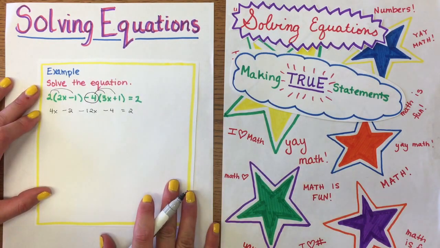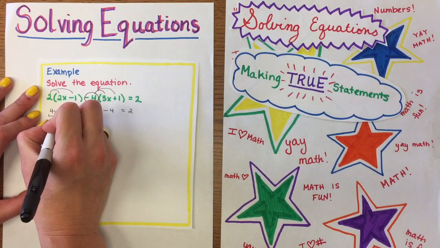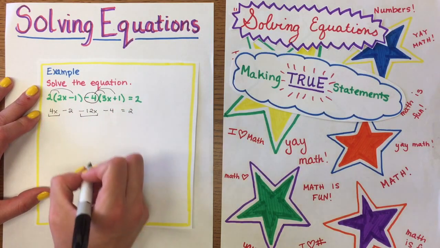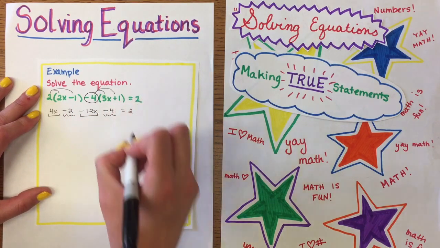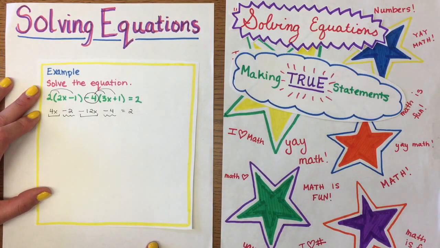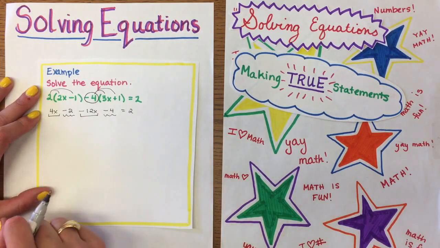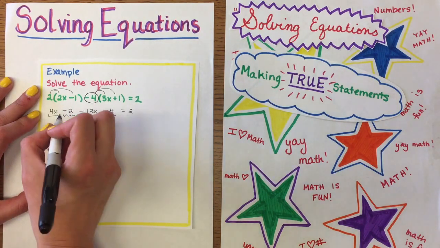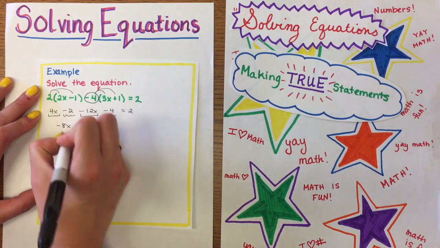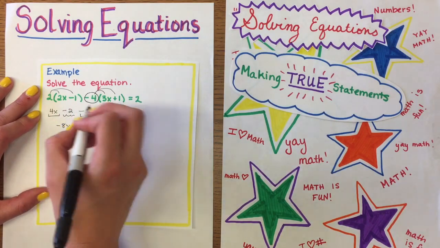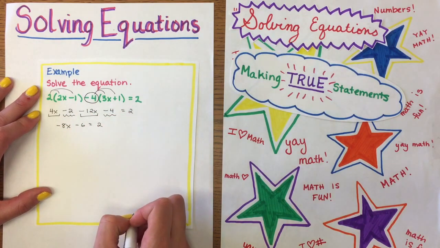Now that I've done my distributive property, I'm going to collect like terms, which means I am going to combine my x's and combine my constants on the left side to make sure that I have just one term that has an x and one term that has a constant. So 4x minus 12x will be negative 8x. Negative 2 minus 4 will be negative 6, and that is equal to 2.